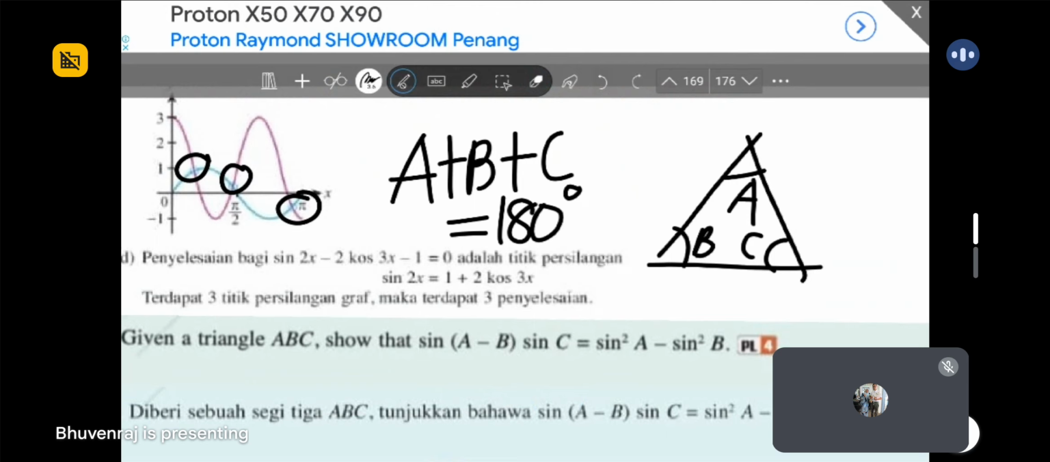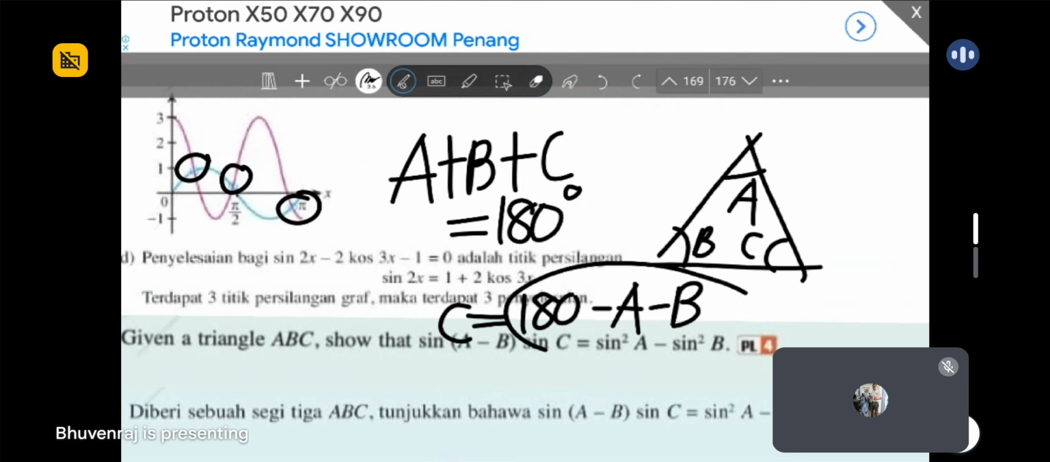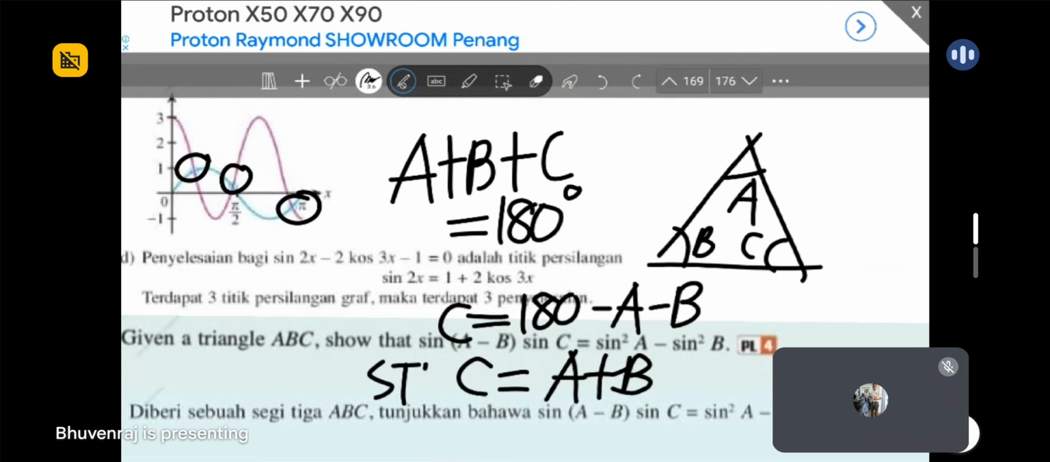Okay, so sine C is very simple. So you can get it from here. So C is equal to 180 minus A minus B, right? So this is the information that you have. Same concept I told you all, sine C, when it's equal to sine of 180 minus A minus B, is actually equal to sine of A plus B. This is the concept. Remember, sine C equal to sine A plus B because they are all under 180 degrees, bawah 180 darjah.